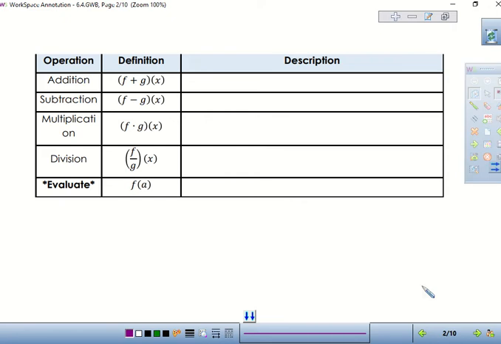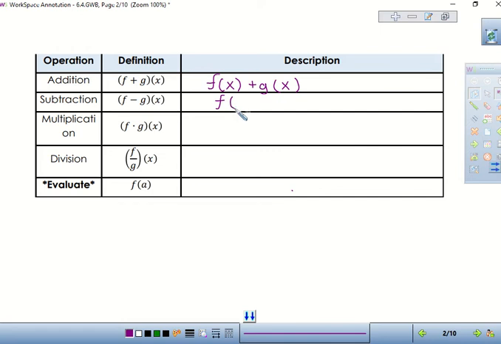I just want to clear up what this looks like, because for some people you see this and you think it's like distribution, like it's multiplying by the x, but it's actually a notation. So if it ever says f plus g of x, that really just means you're going to add the function f of x plus the function g of x. So when you add two functions, you just combine like terms.